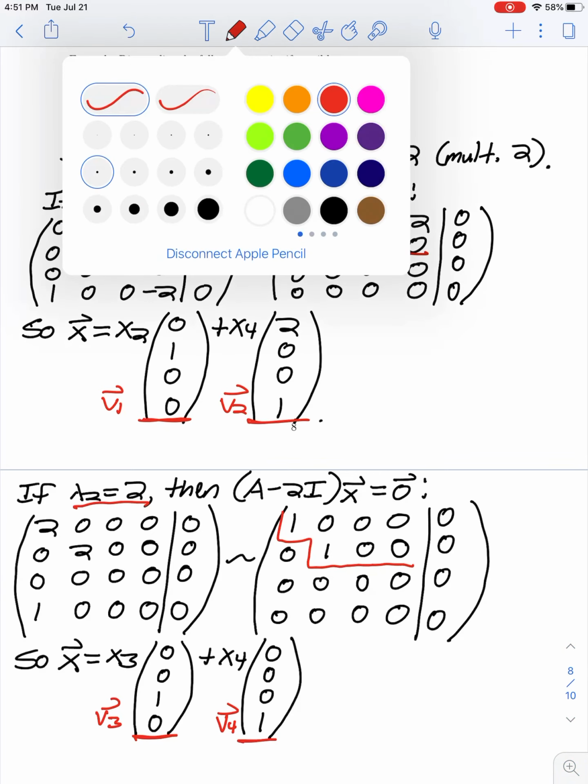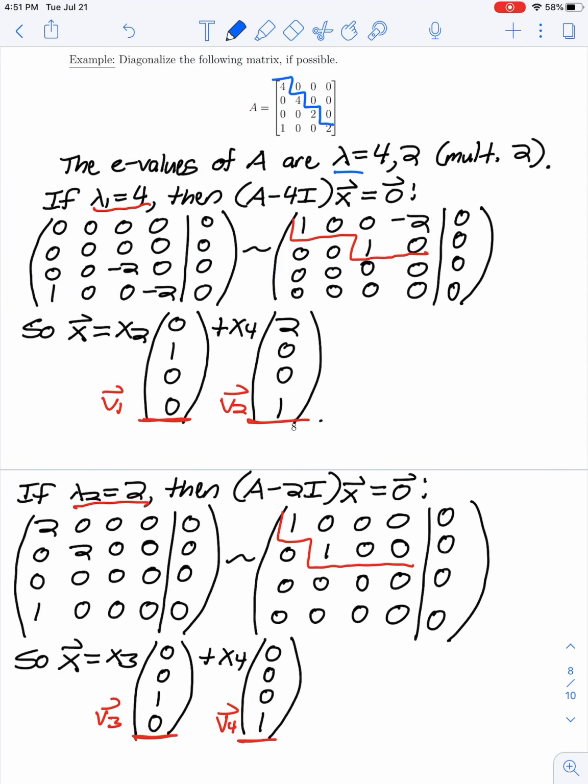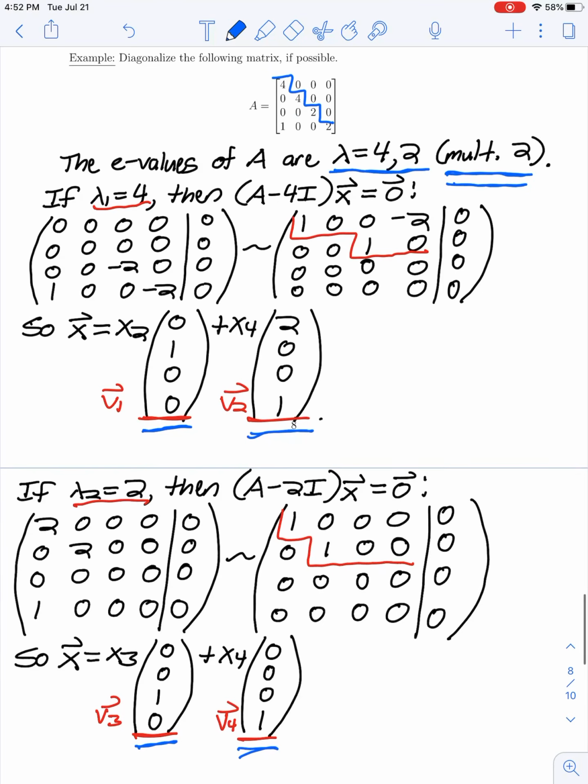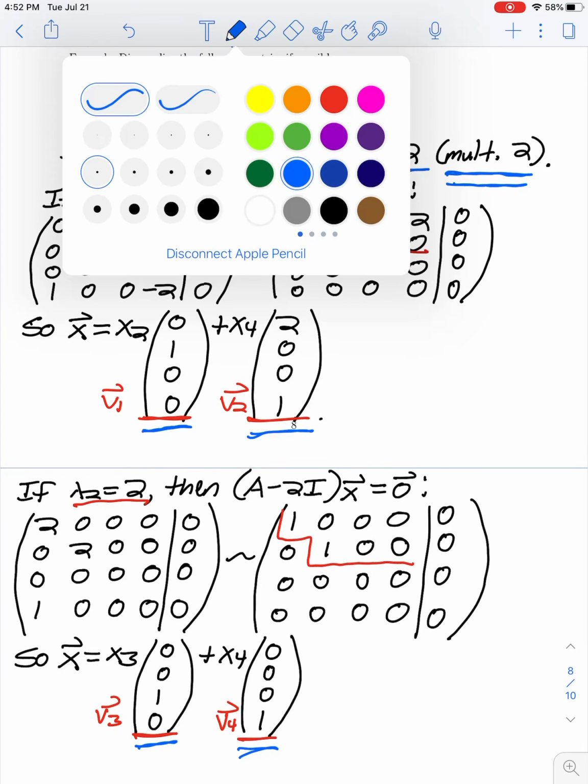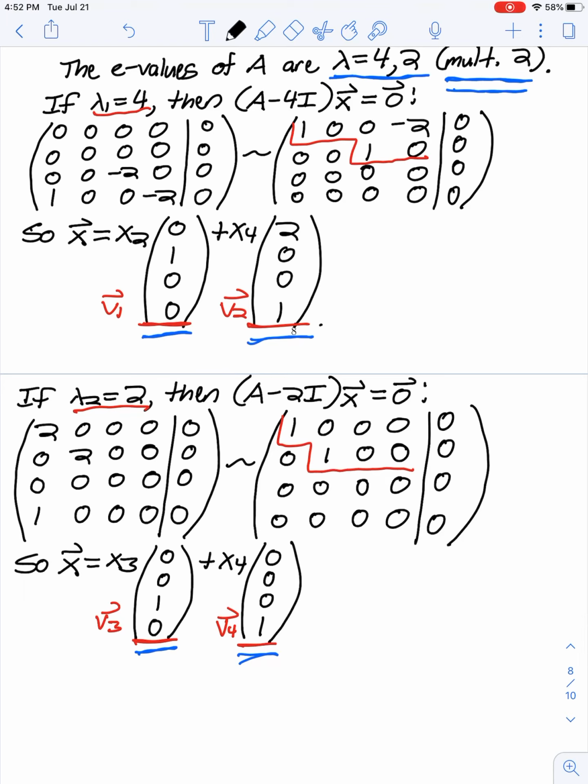Now, another way that we could justify that A is diagonalizable is by making use of theorem 5.7. So we had here 2 eigenvalues, which were distinct, 4 and 2, both of which had multiplicity 2, and the dimension of the corresponding eigenspace for each of those eigenvalues was 2. Our eigenspace is spanned by 2 vectors in each case, which is the same as the multiplicity of those eigenvalues. So by theorem 5.7 part B, A is diagonalizable.